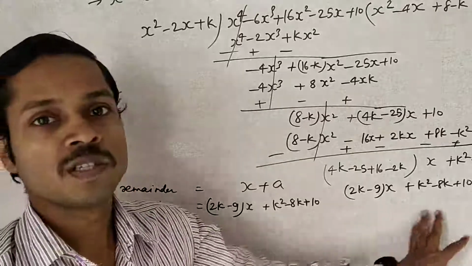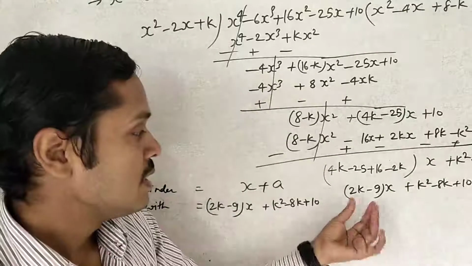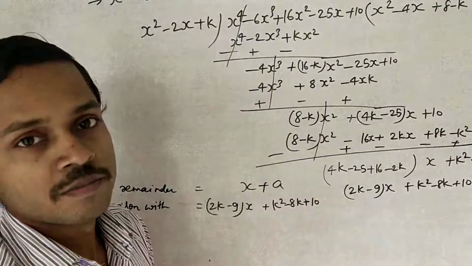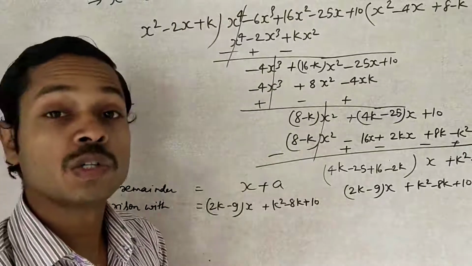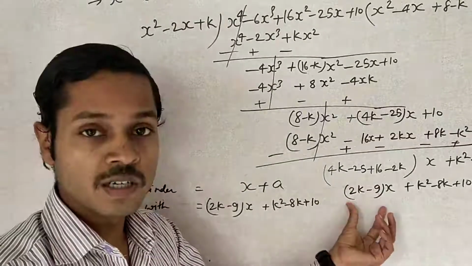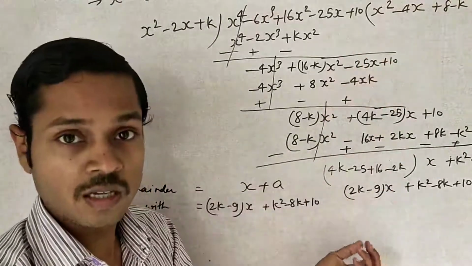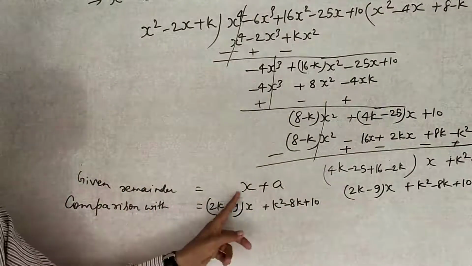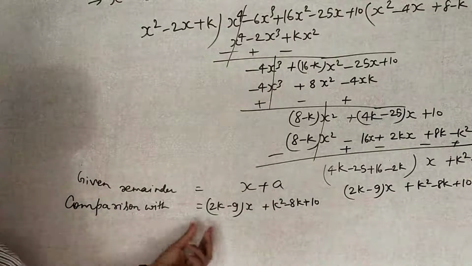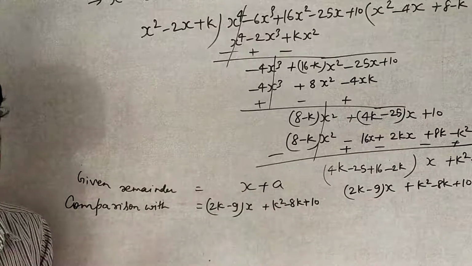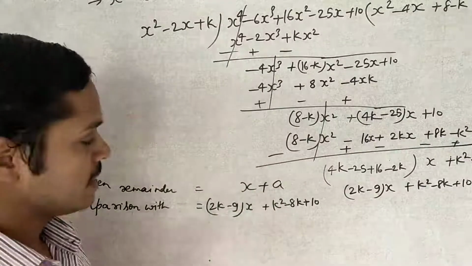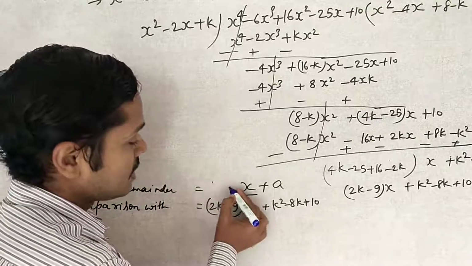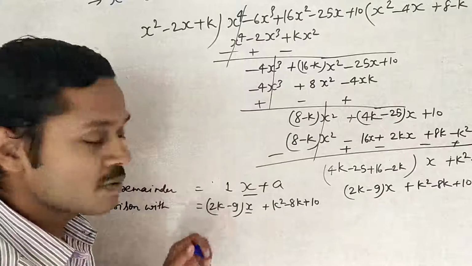Students, you have completed this question. Clear? Now we are making it equal to the remainder according to the question. This is the remainder according to our process, but this is the remainder according to the question. Given remainder is x + a, and in comparison with this one, because both are remainders, both are equal. Just think about that: this is x, this is x. Then this is the coefficient. Then both are equal.